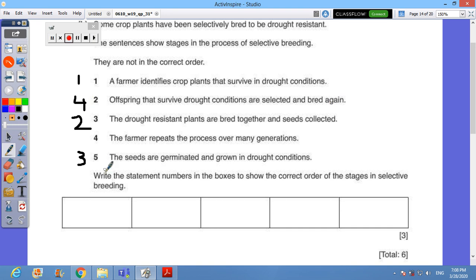And the last would be that the farmer repeats what he did from step 1 to 4 over and over again. This makes the order as 1, then 3, 5, 2, and 4 is the last.